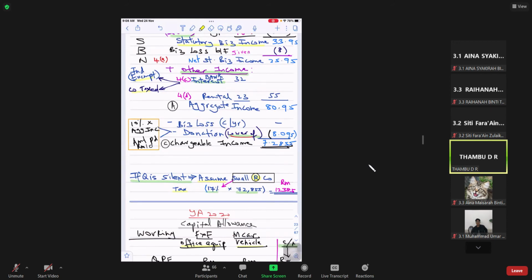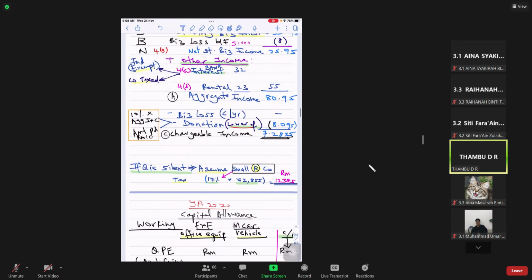Okay. Now we want to see how you're going to work out your capital allowances. Capital allowances is a big topic. We'll see how you're going to do it in a minute. Again, you must go back to the table. Remember the tax table I gave you? Very important. You must go through there. You have to go through the tax table.